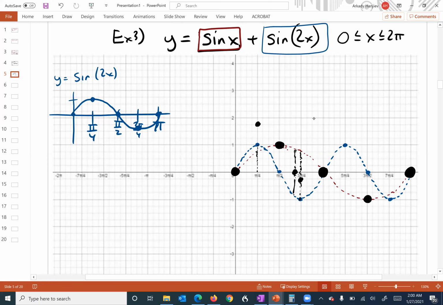Let's see some other stuff here. So after pi, notice what happens here. The blue graph goes up really quick to 1, right? The burgundy graph is very slow to get to negative 1. Very slow. So that means that the positive side is going to really take off here. So it's going to go higher like this.